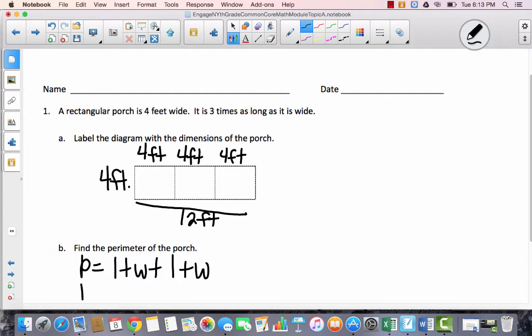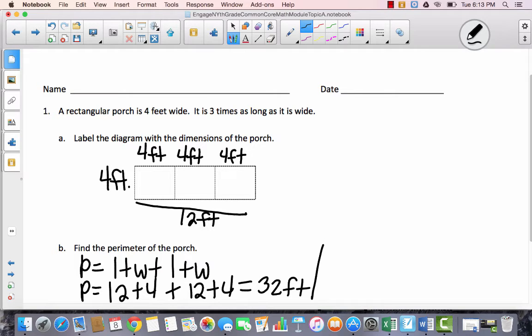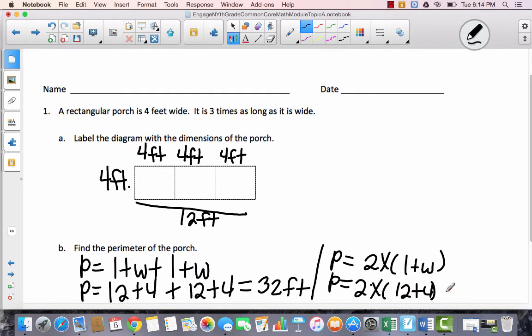I've got 12 plus 4, so let's do 12 plus 4 plus the other side is 12, so that'd be another 12 plus another 4. Well, 12 plus 4 is 16 and 16. So 16 plus 16 is 32 feet. That's one formula for perimeter. I also could have used the formula perimeter equals 2 times length plus width. In this case, I would have said 2 times 12 plus 4. Well, 12 plus 4 is 16, and 16 times 2 is 32. Both of these formulas will work. You use the one that makes the most sense to you.